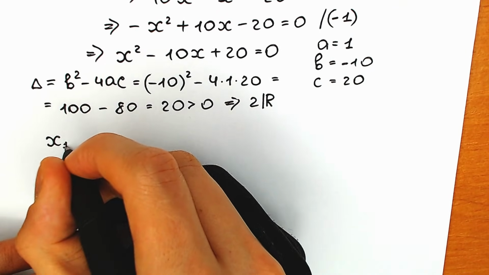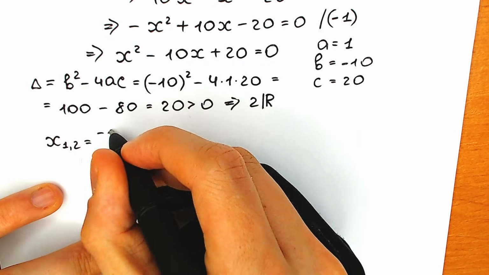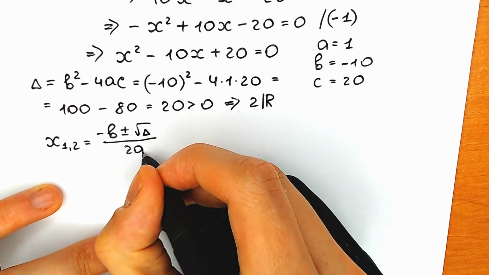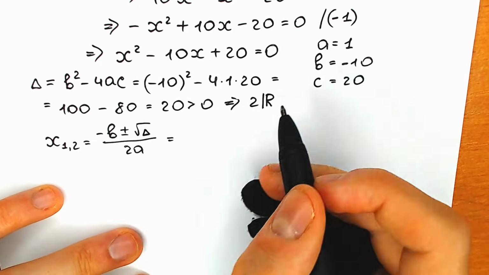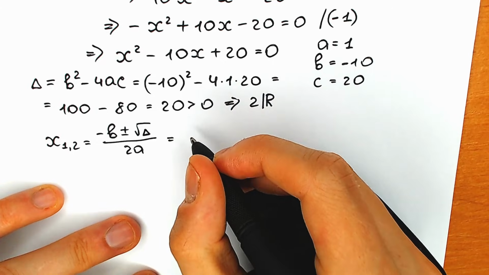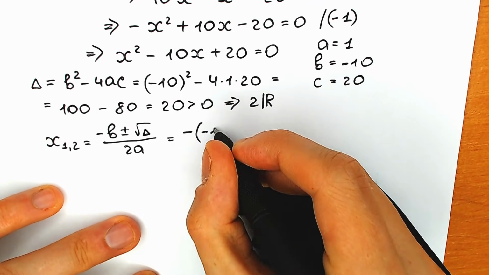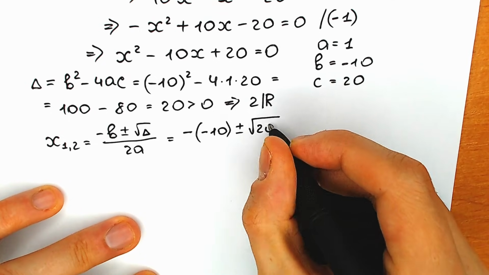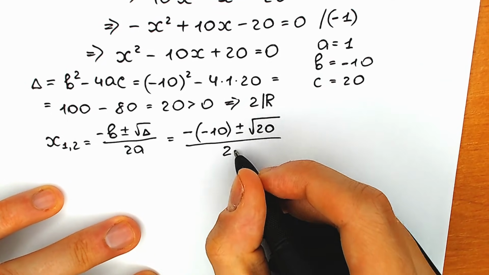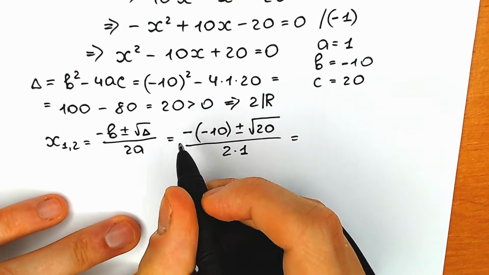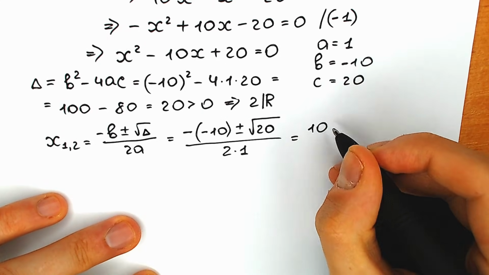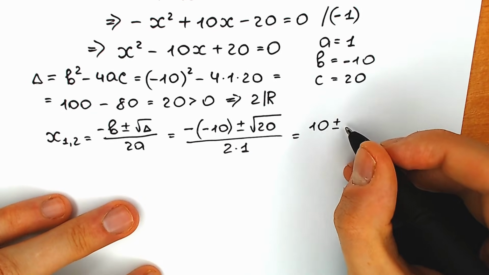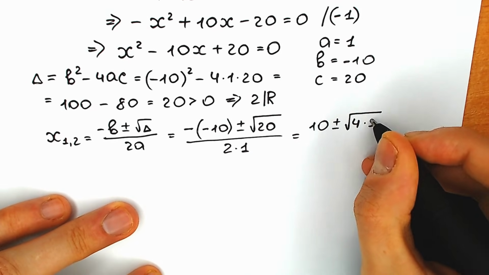So x first and second equals minus b plus minus square root of the discriminant, all over 2a. Let's plug each of these elements into this spot. So we have minus b, minus minus 10, plus minus square root of the discriminant, square root of 20, and all over 2a, 2 times 1. Let's simplify this. So minus minus 10 equals 10, plus minus square root of 20. This is not our table case, but we can express this 20 as 4 times 5, okay? 4 times 5.